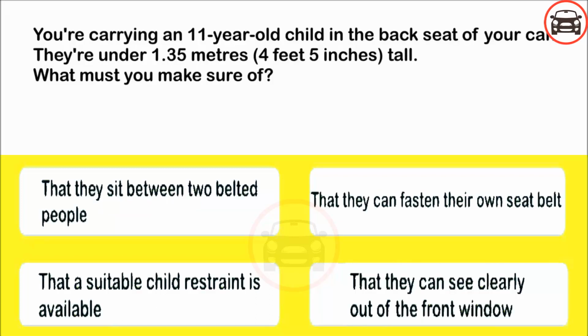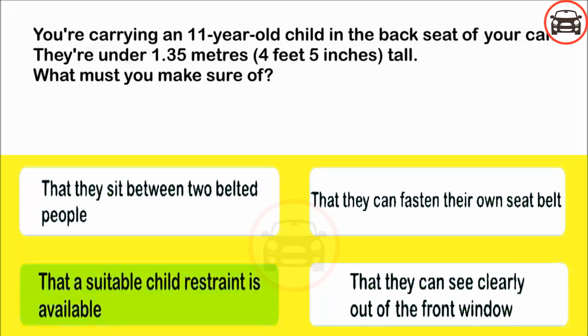You're carrying an 11-year-old child in the back seat of your car. They're under 1.35 meters, 4 feet 5 inches, tall. What must you make sure of? That they sit between 2 belted people. That they can fasten their own seatbelt. That a suitable child restraint is available. That they can see clearly out of the front window.